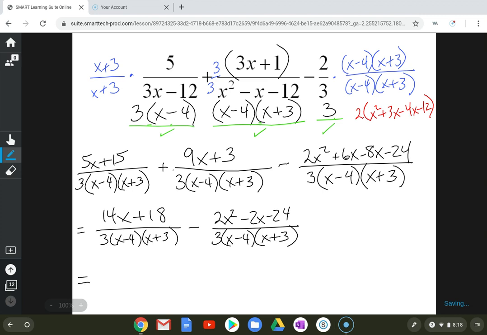So when we subtract, be so careful. Make sure you distribute this negative to all of these terms. I'm going to start with my x squared because I like to have things in descending order. So I'm going to have negative 2x squared. Next, I do x's. 14x minus negative 2x. Minus negative 2x is plus, so I end up with 16x. And then 18 minus negative 24 is the same thing as 18 plus 24, which is 42.